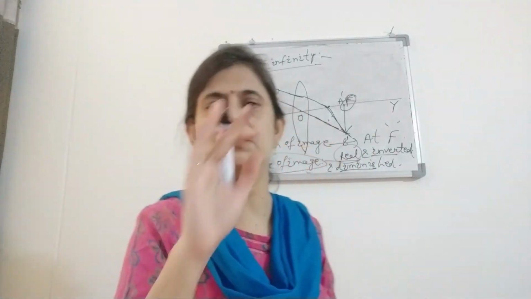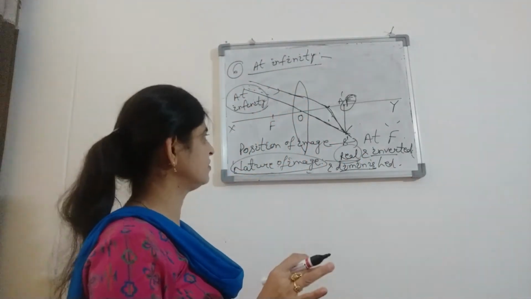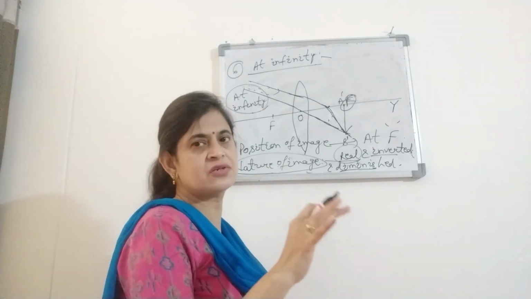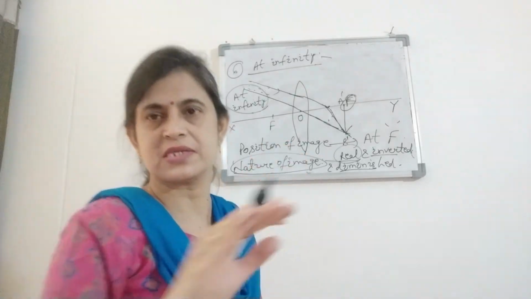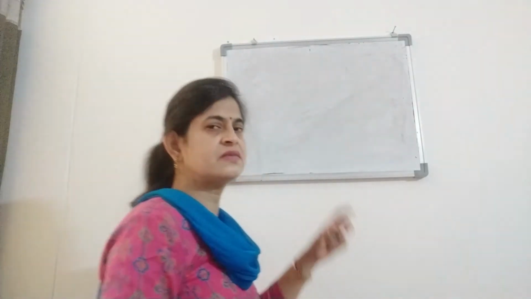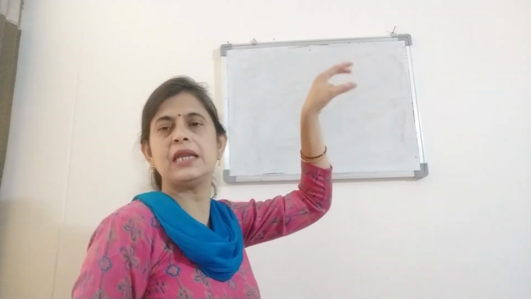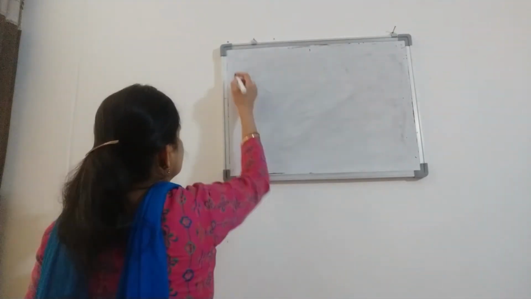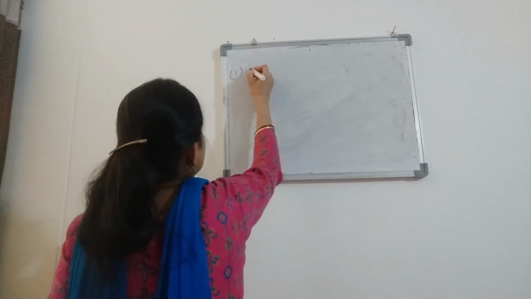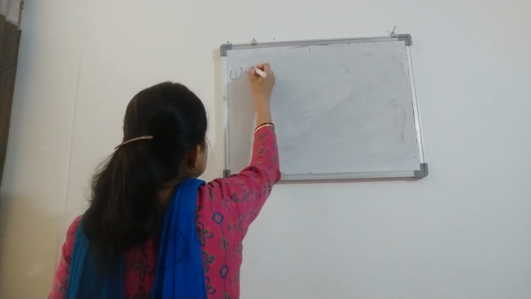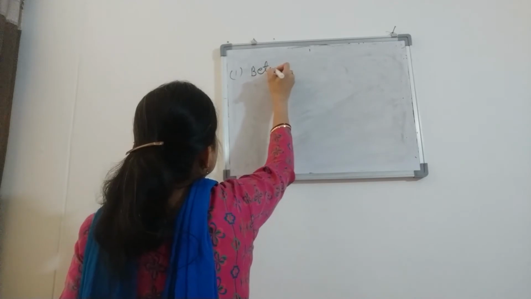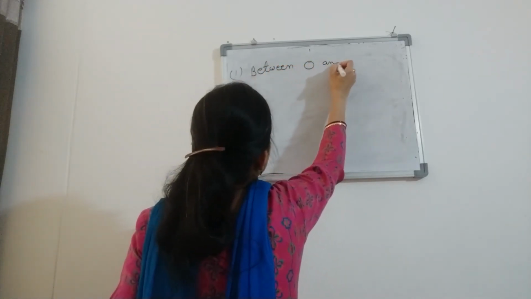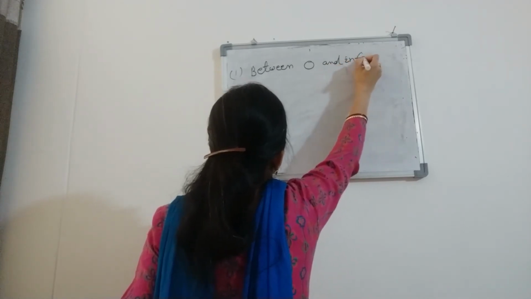This is all about the formation of image or different positions of image and nature of the image formed by a convex lens. Now we will discuss the positions and nature of the image formed by a concave lens. So if the position of the object is between optical center, meaning O, and infinity.